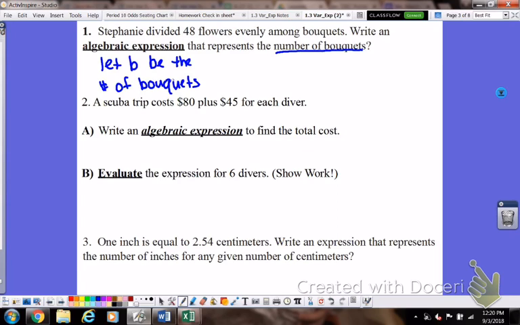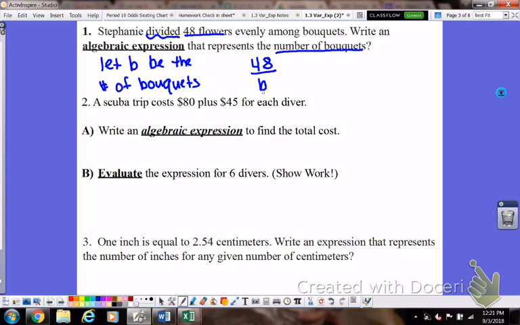She started with 48 flowers. She's dividing them evenly. 48 divided by B. Now notice I use the fraction bar instead of the division symbol. So as I said in the previous lesson, fractions represent division. So there's our expression. That's all it asks you to find with the algebraic expression.